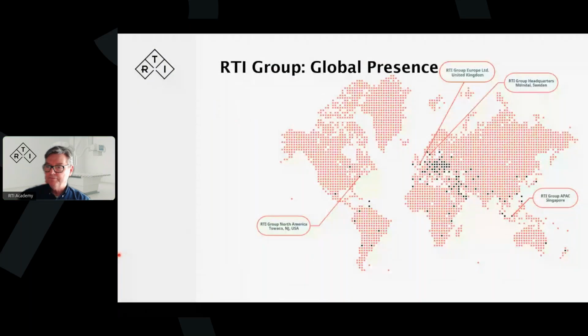So this is Sweden, in the top of Europe, west coast of Sweden. That's where we have our headquarters. We've got a sales office in the UK, one in Singapore, and then we've got a sales office and calibration laboratory in the US on the east coast of the United States.